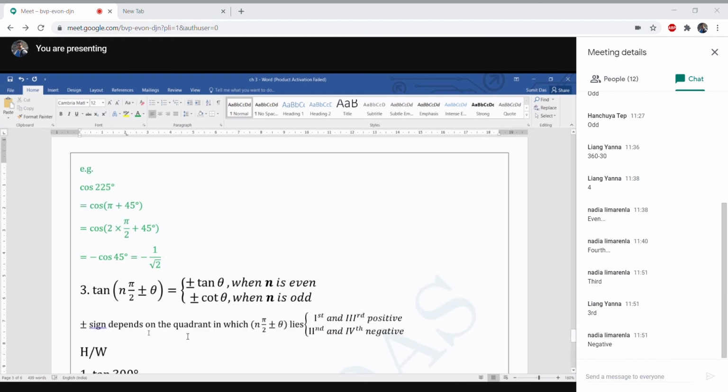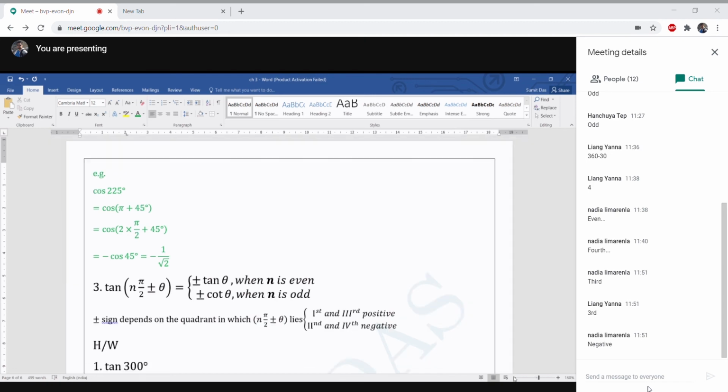Now, for tan I'm not giving any example. For tan I'm directly giving you some questions. So tan is the same. Tan of n pi by 2 plus minus theta will be tan theta when n is even, and it will be cot theta when n is odd.